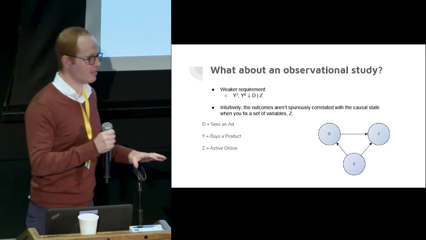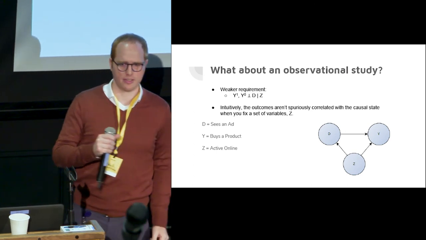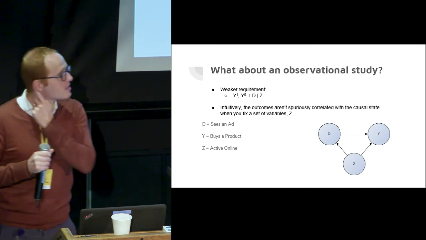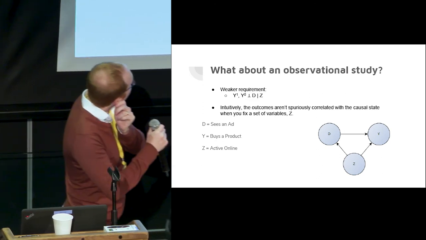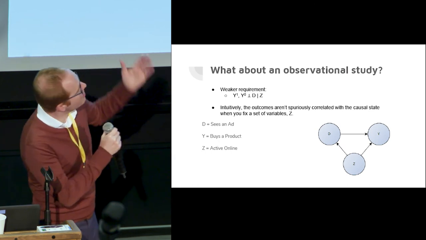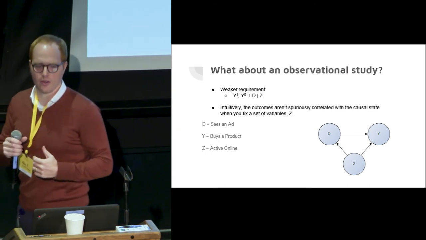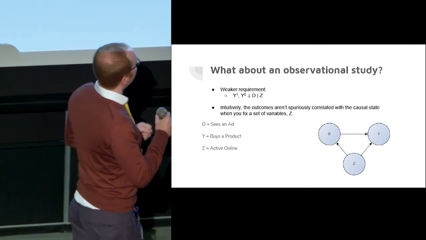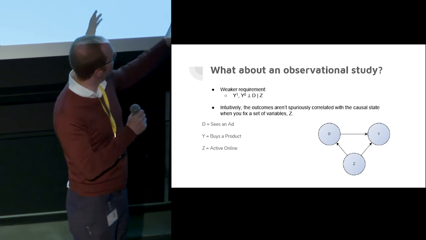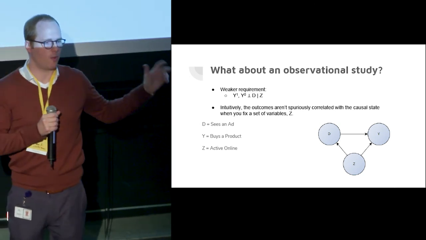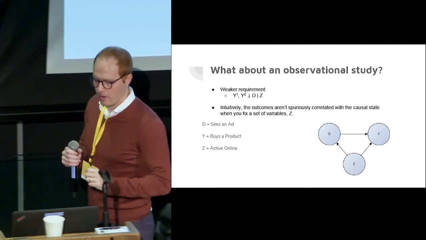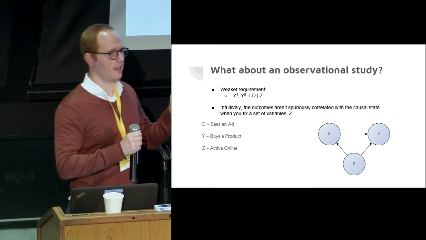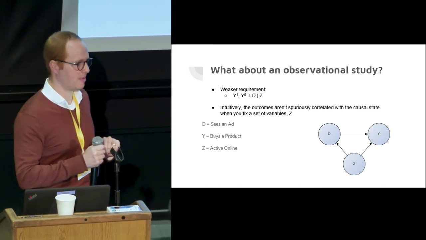So in an observational study, we generally don't have that type of independence, so we can actually look for something a little bit weaker called conditional independence. So it's not that Y1 and Y0 are independent of D, it's that they're independent of D within some specific context. So in the case of this user activity example, we can say, okay, what if we don't assume that D and Z are independent of each other, or that Y and Z are independent of each other? What if instead we assume that if you fix Z, you remove this spurious dependence?